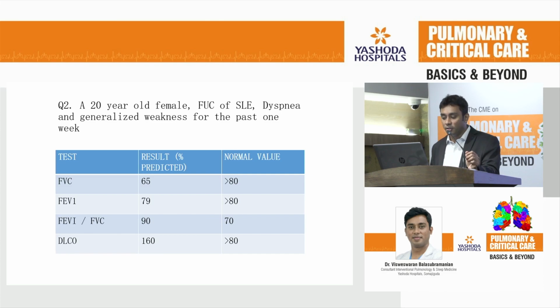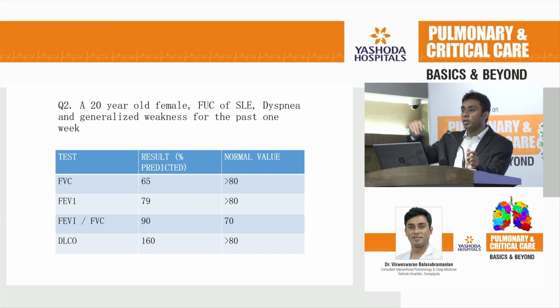So what do you see in this PFT? What is the FEV1 by FVC? No, is it normal or abnormal? Normal. So what is the abnormal presentation here? FVC is 65. Is it normal or abnormal? Abnormal. So the volume of the lung has decreased. So DLCO increased. So what are the conditions in which DLCO will increase?